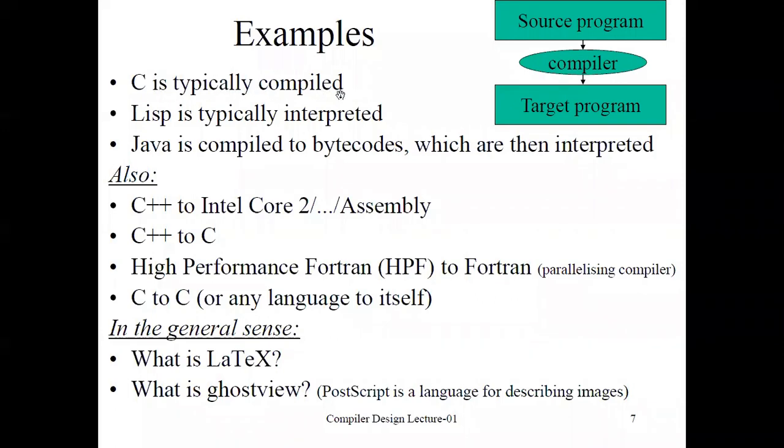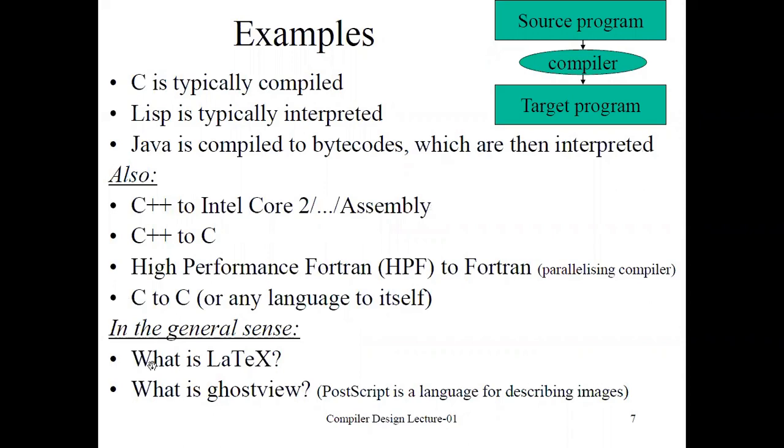C is typically a compiled language, which everyone is familiar with. Lisp, which is list processing, is another programming language, typically an interpreted language. Whereas Java is both compiled and interpreted: Java is compiled to bytecodes, which are then interpreted. Also, C++ to Intel Core 2 assembly language, then C++ to C, these are all translations. Then High Performance Fortran to Fortran, which is a parallelizing compiler. Then C to C itself, that means any language to itself.